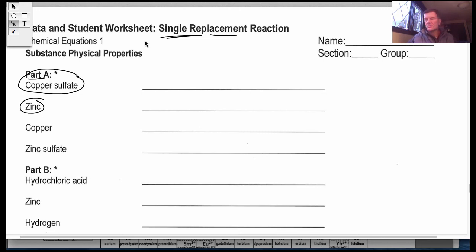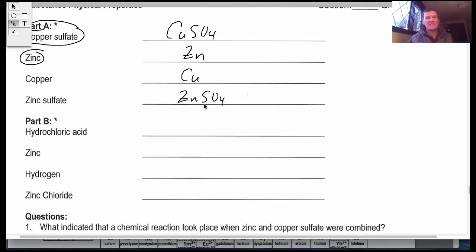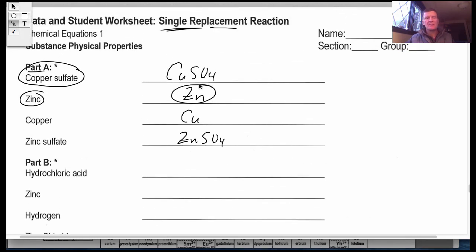Copper sulfate, let's write the formula for those. Copper is CuSO4, and then zinc is just Zn, okay? And then copper is going to be our product. Copper is going to be the lone element by itself in the product side, and we're going to form zinc sulfate, okay? And we'll look at the reaction of that in just a second. But you'll notice this time it's just a single element on the reactant side, and that's going to replace the copper in the compound, and then on the product side we're going to have the copper by itself, and the zinc is going to be in the compound.